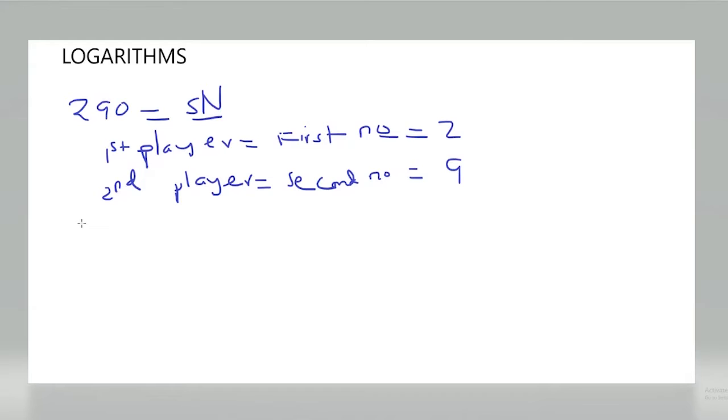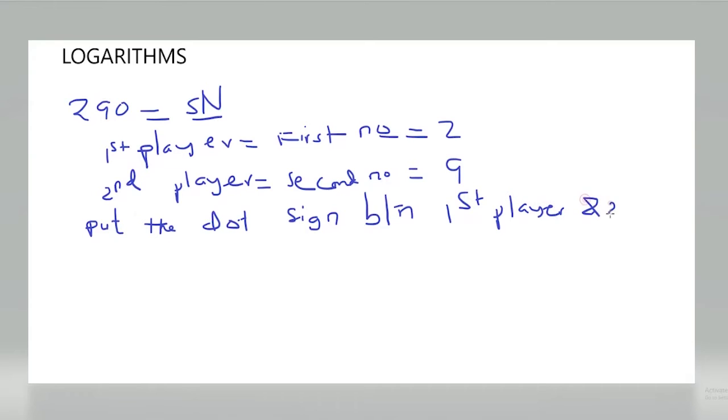Another step is, after identifying, put the dot sign or point between the first player and the second player. It's very important. Put the dot sign between the first player and the second player. For this case, 299, it goes here.